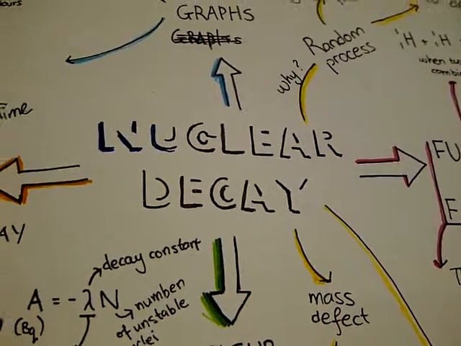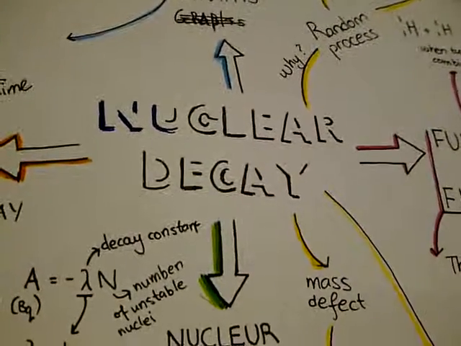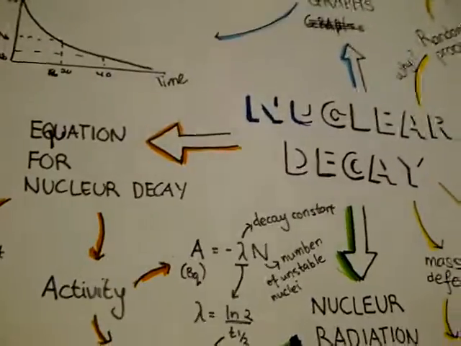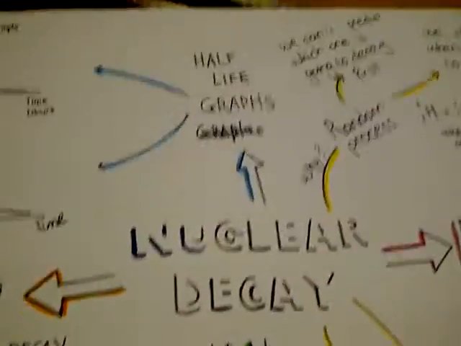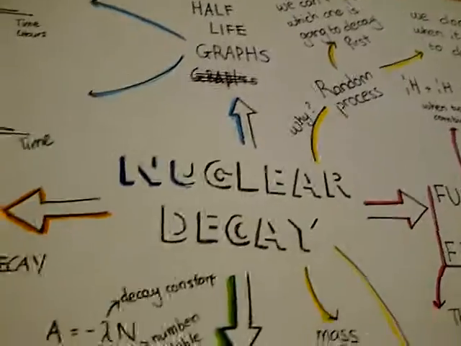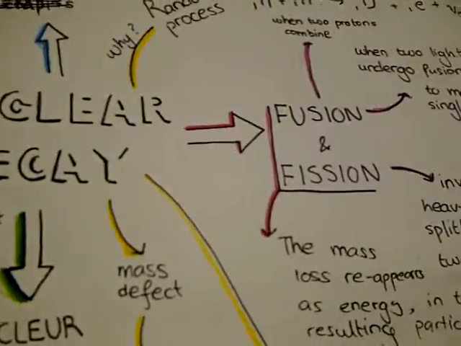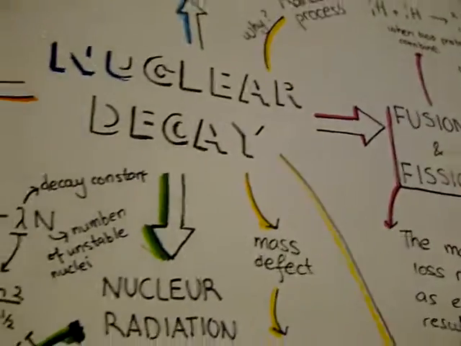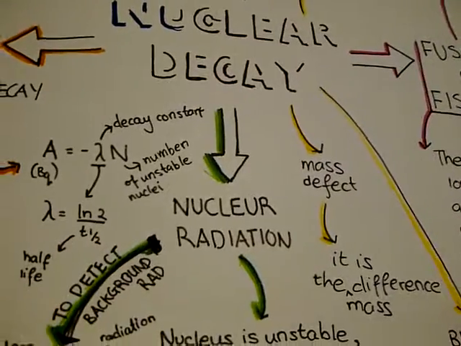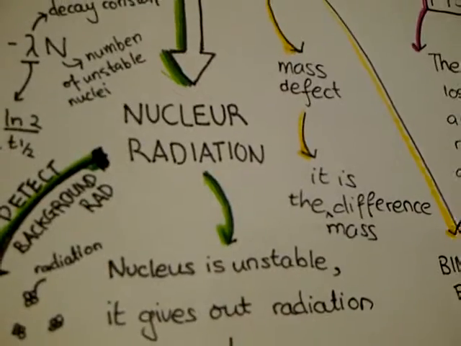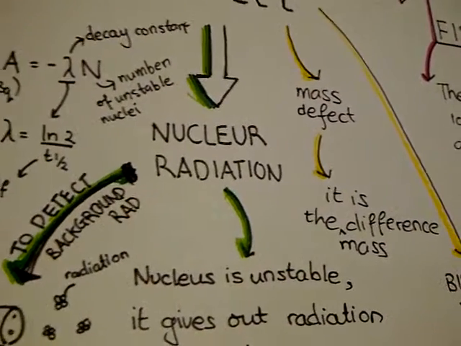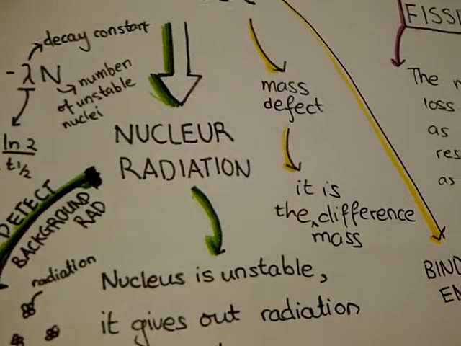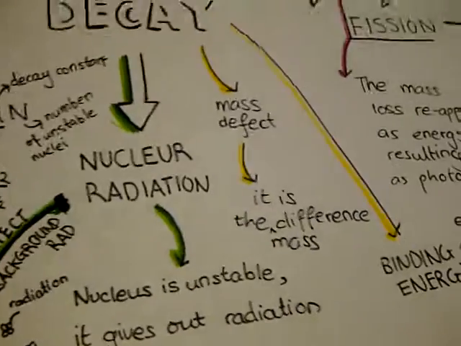Okay, nuclear decay. I'm going to talk about nuclear radiation, what the equation for nuclear decay is, what the half-life graphs look like, and what fusion and fission mean. Nuclear radiation is when a nucleus is unstable, which gives out radiation, and sometimes the nucleus loses energy, so it gives out the radiation.